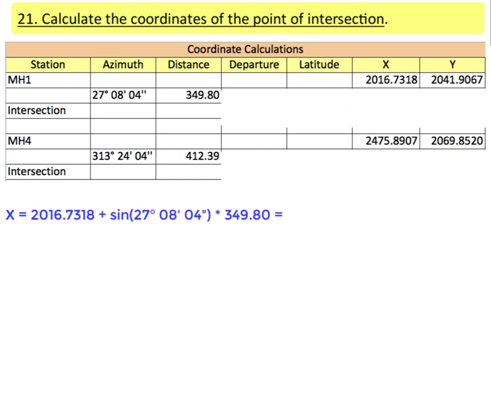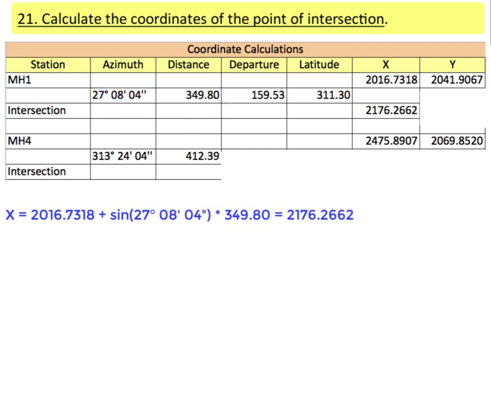The x coordinate at the intersection is determined by taking the x coordinate for manhole 1 and adding the sine of the azimuth from manhole 1 to the intersection times the distance from manhole 1 to the intersection. The y coordinate at the intersection is determined by taking the y coordinate for manhole 1 and adding the cosine of the azimuth from manhole 1 to the intersection times the distance from manhole 1 to the intersection.